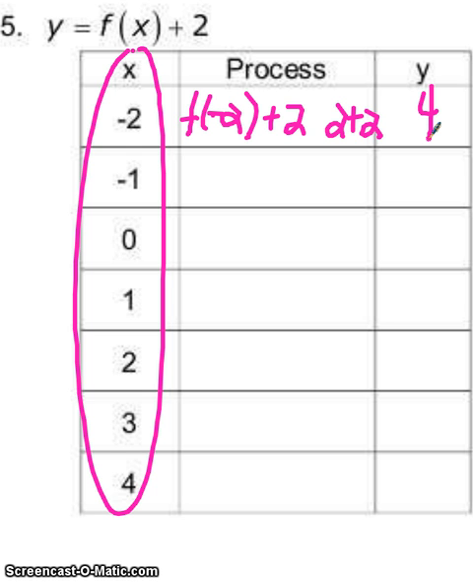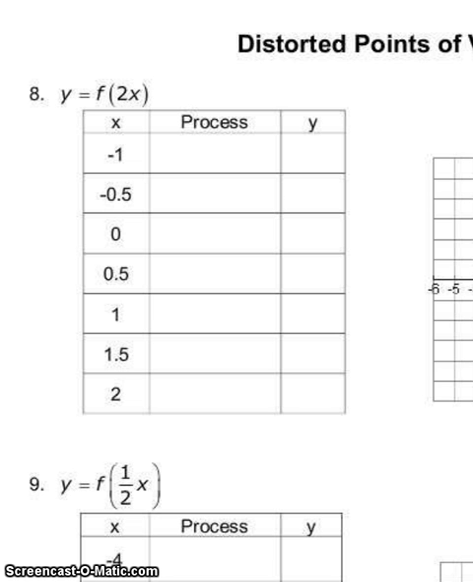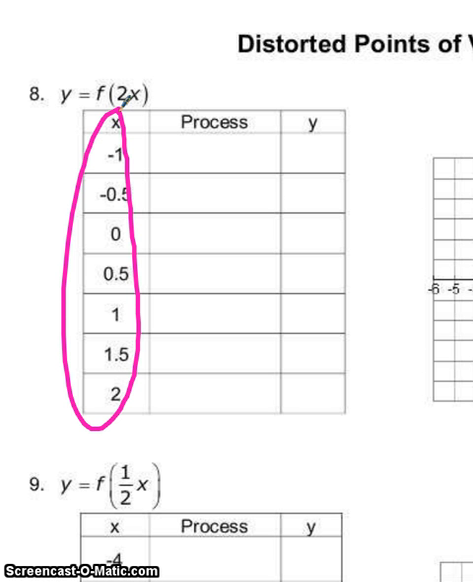I want you to turn your page, and let's look at example 8. So looking at example 8, I have y equals f of 2x. So here again, we're going to take our x values and we plug it in where we see the x. So my first one is negative 1. So I'm going to have f of 2 times a negative 1. Well, 2 times a negative 1 is a negative 2. And so I'm going to go back to my chart and find out what f of negative 2 is. And f of negative 2 is a positive 2. So that positive 2 becomes my y value. Again, on the right-hand side, I want you to plot the point negative 1, 2.